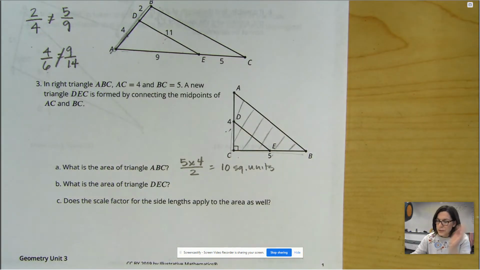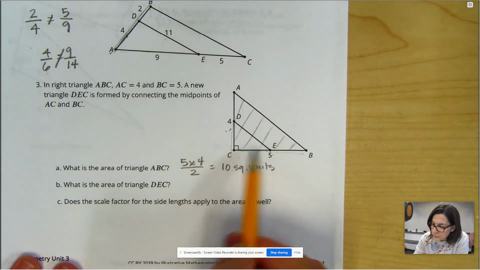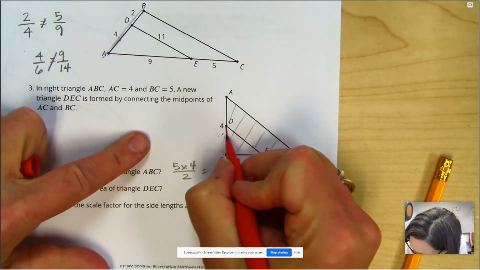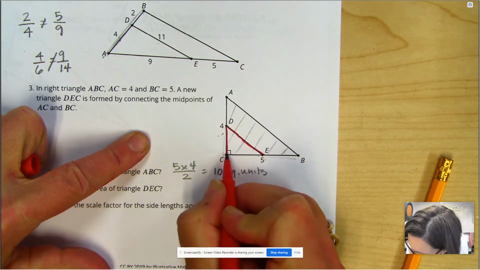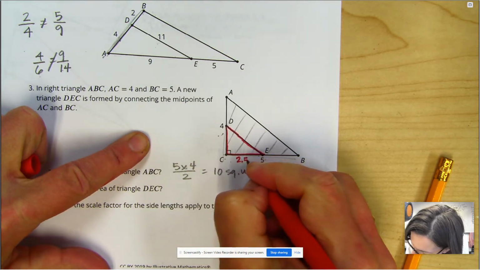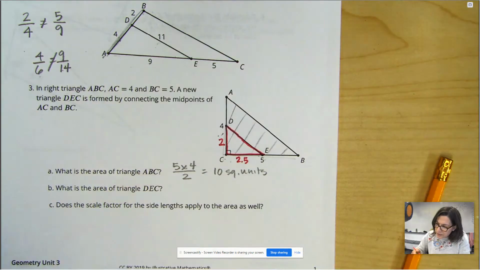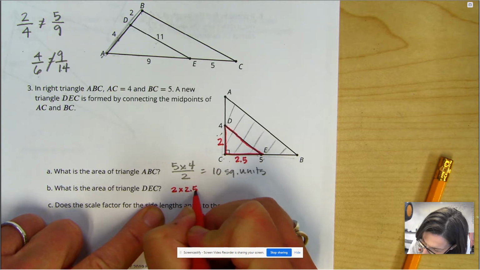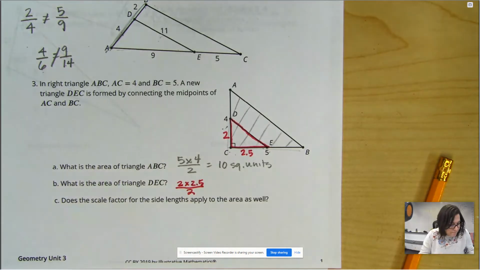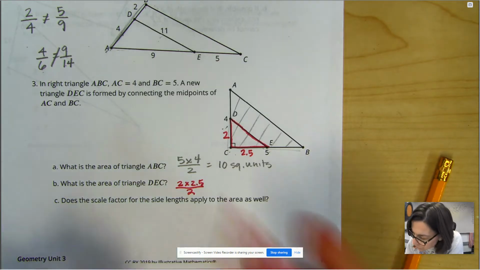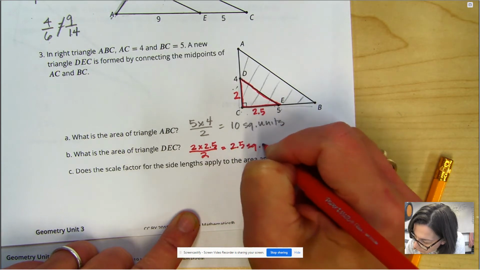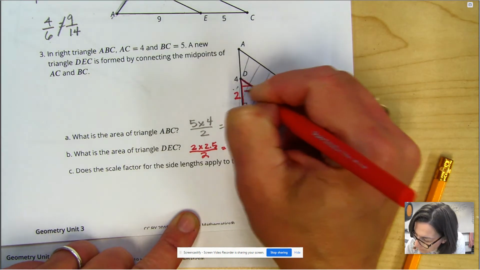Okay? So they're saying, well, what about this little guy? DEC, what would his area be? Well, let's first of all find the little side. Since it's the midpoint, we know this has to be 2.5 and this has to be 2. So let's apply the same formula. 2 times 2.5, and then let's cut that in half. That's going to be 5 cut in half, which is 2.5 square units. Okay, so this is this little guy.